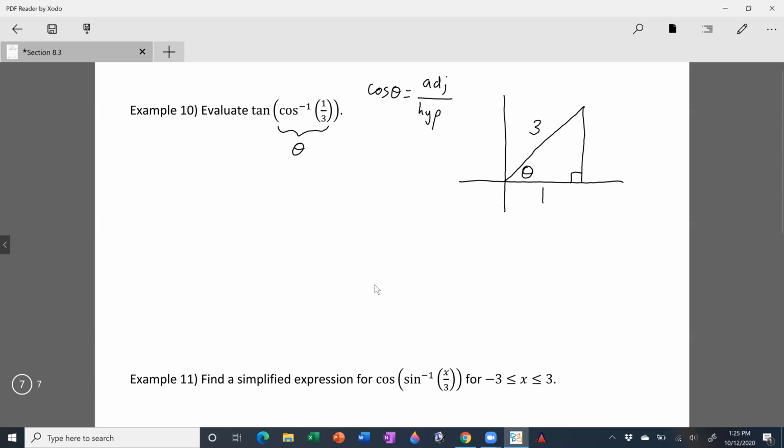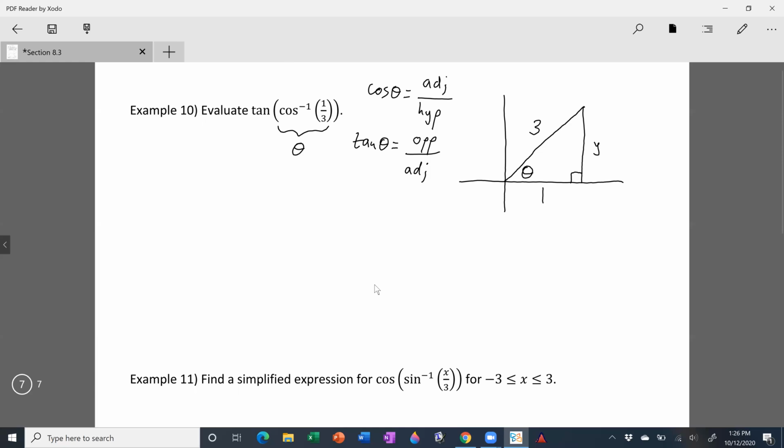And the reason why I do this drawing is that in order to evaluate tangent of this theta, we need to find out the opposite, right? Because tangent is opposite over adjacent. So since tangent of this same angle that we're drawing here is the opposite over the adjacent, we just need to actually work out the Pythagorean theorem. So I don't know what you want to call this. Maybe let's call it y because it's like the y direction. And we can work out the Pythagorean theorem to find out that value.